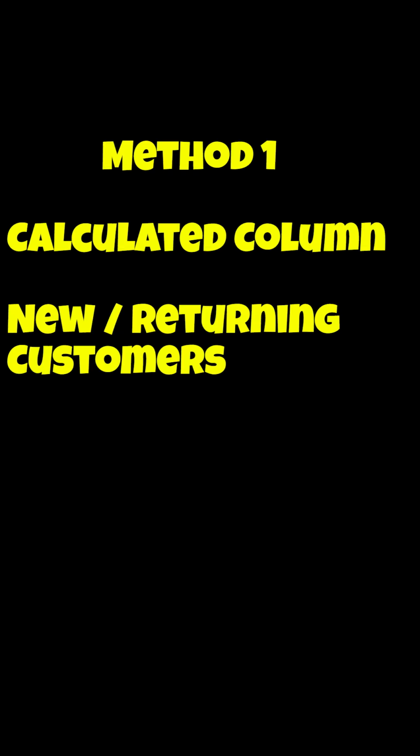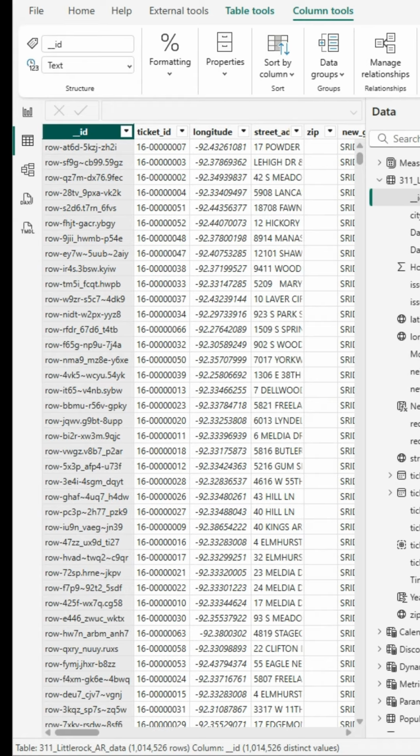In this video, I will show you two methods to find new and returning customers. The first is the calculated column. I'm in table view. This is the data.